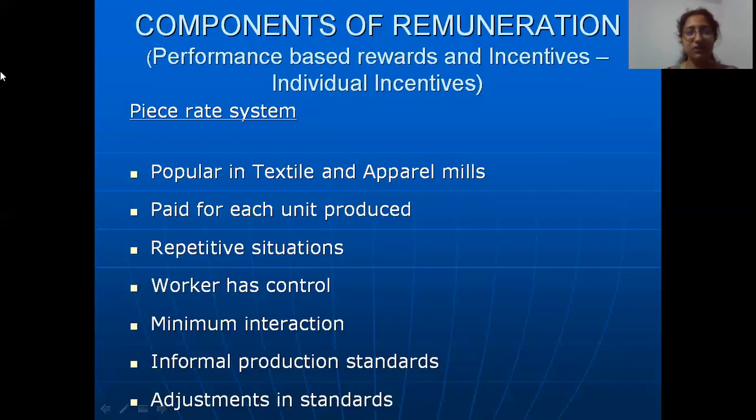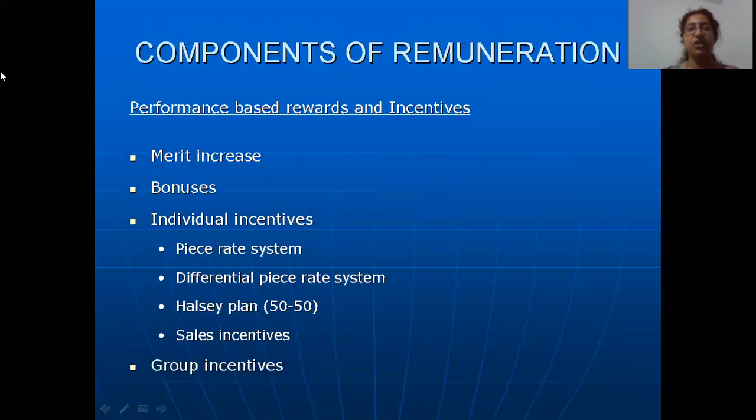So I will stop here with the piece rate system in this video. In the next video, I will be speaking to you about the other individual incentive schemes like differential piece rate, HALSE plan, and sales incentives.